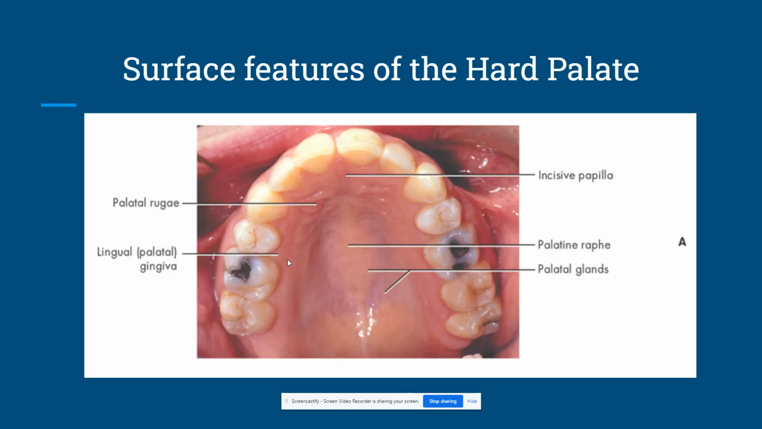And here is one of the pictures of what I just talked about. We have our incisive papillae, which is the body. I want you to think of it as the body of a butterfly. And here are the rugae, which are the wings of the butterfly. So here's the incisive papillae, and here's the rugae. I want you to know these are the minor salivary glands over here.